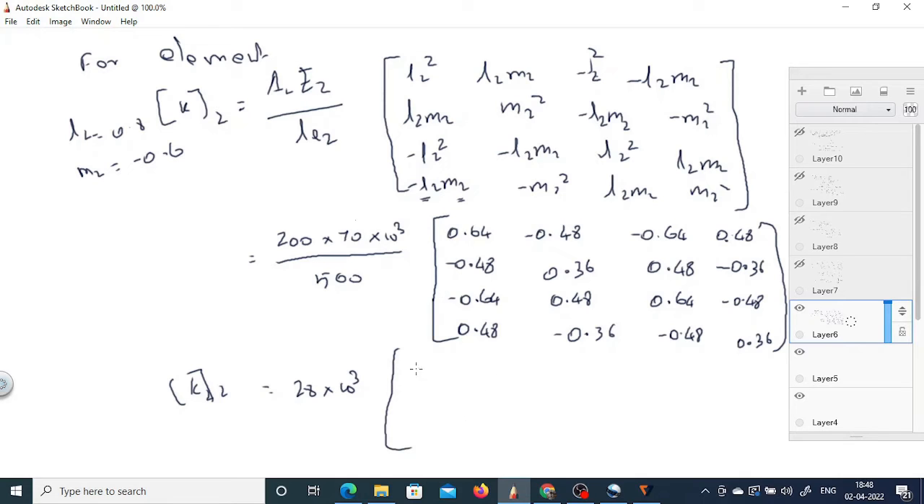I again write the same thing with my paper, which is our second step. The next step is the stiffness matrix equation.